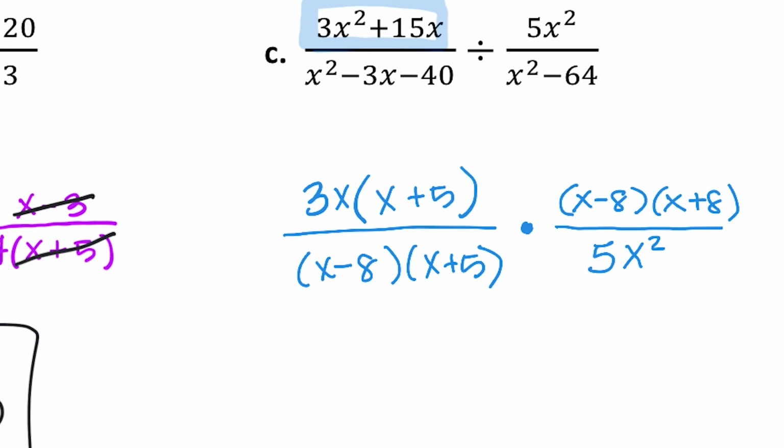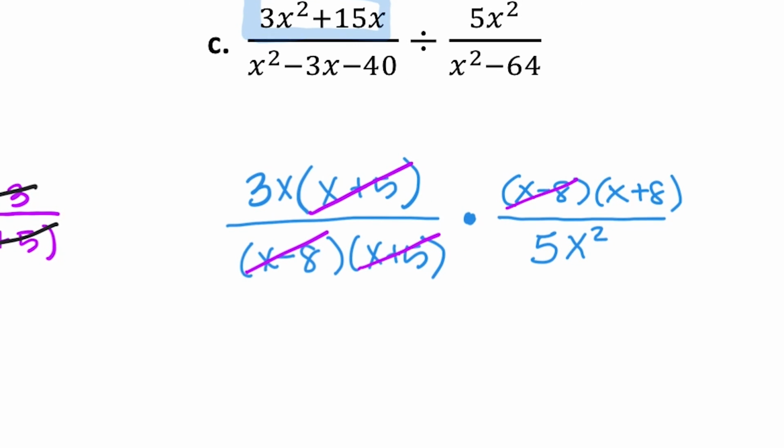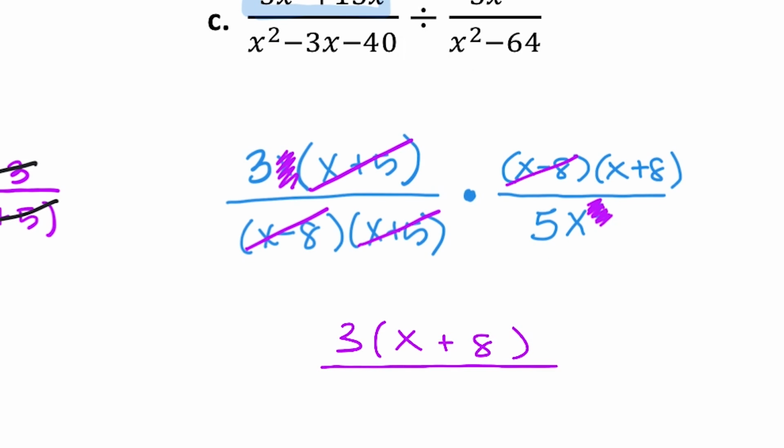Okay. Well, we have an x plus 5 on top and bottom, x minus 8 on top and bottom. And is there anything else we can get rid of? We have an x on top that will cancel with one of the x's on the bottom. So I'm just going to get rid of the squared because we still have the other one down there. So we have 3 and x plus 8 left on top. So 3 times x plus 8. And then on the bottom, we are just left with 5x.